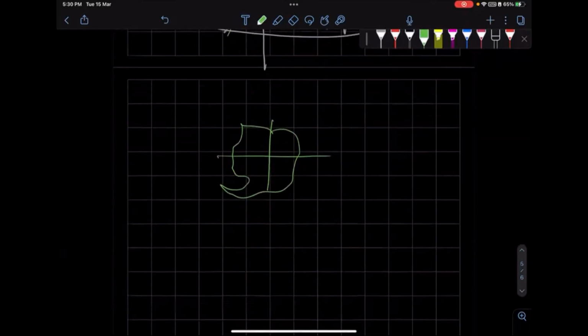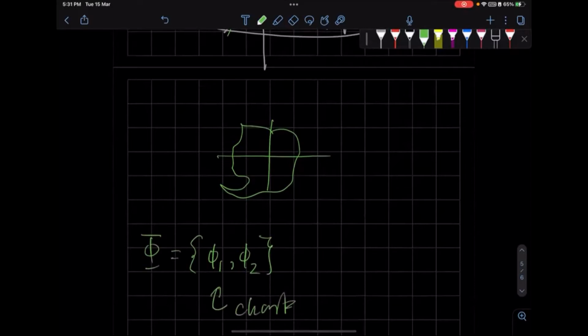Okay, so no single chart can cover the whole of S2, and that is a theorem. A collection of charts that cover a whole manifold is called an atlas. So phi1 and phi2, this set together, we call, say, big phi. So these are charts, and this is what we call an atlas.